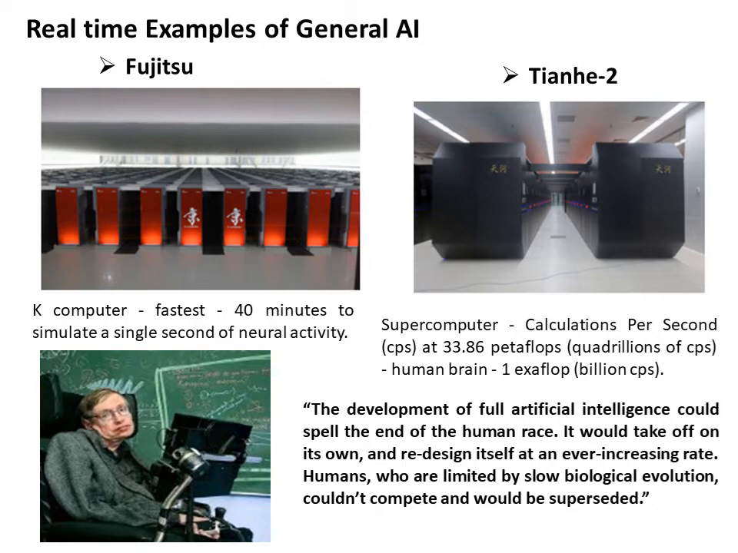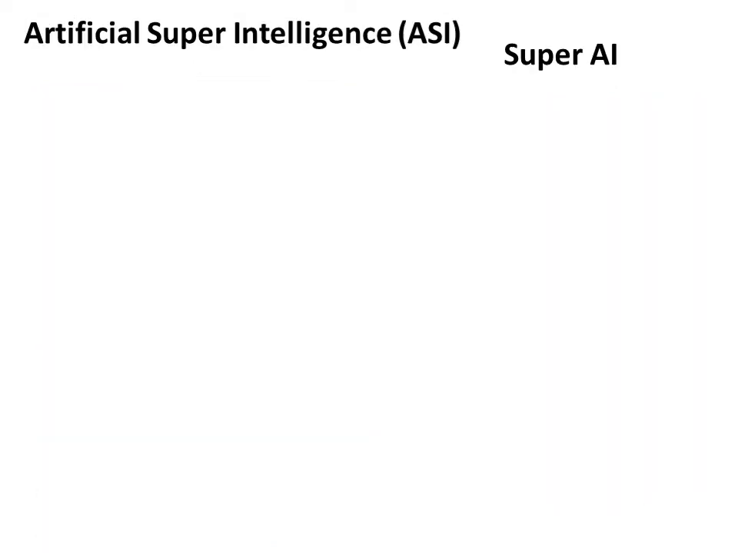Practically speaking, strong AI is considered to be a threat to human existence by many scientists, including Stephen Hawking, who stated that the development of full artificial intelligence could spell the end of the human race. It would take off on its own and redesign itself at an ever-increasing rate. Humans who are limited by slow biological evolution cannot compete and would be superseded. We are almost entering into the science fiction territory here.